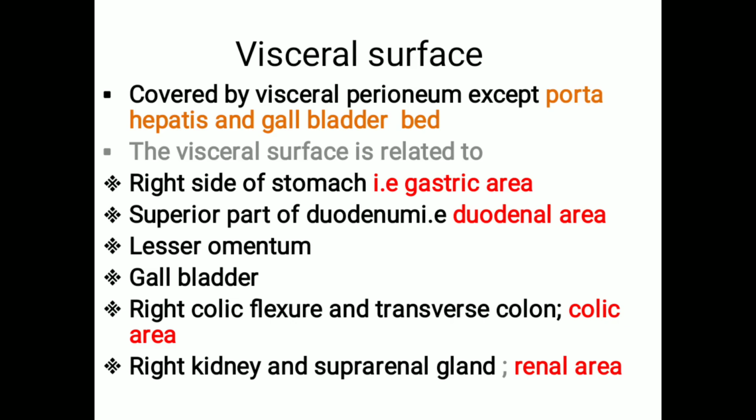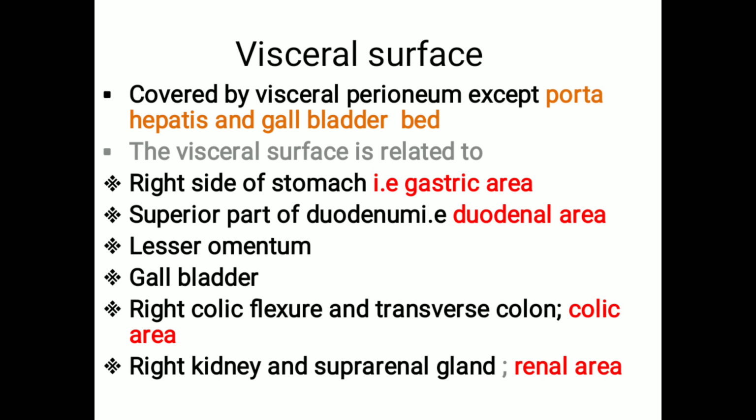Then the visceral surface, the posterior and the inferior surface of the liver, is related to all these structures. It is covered by visceral peritoneum except the porta hepatis and gallbladder bed. The visceral surface is related to the right side of the stomach, that is the gastric area, the superior part of the duodenum, that is the duodenal area, lesser omentum, fossa for the gallbladder, right colic flexure and transverse colon in the colic area, right kidney and suprarenal gland in the renal area.